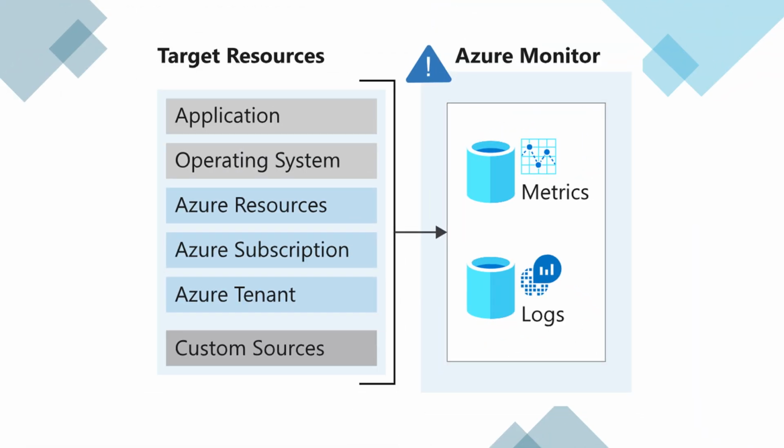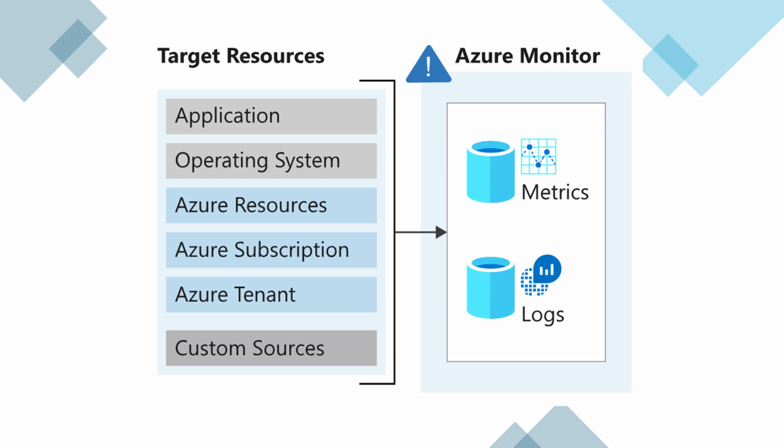Now, look at the diagram in front of you. On the left, you will see the target resources. These are the log sources that Azure Monitor listens to. Let's walk through them. Application includes anything instrumented with SDKs like Application Insights. It gives you deep telemetry such as request rates, response times, exceptions, and more.